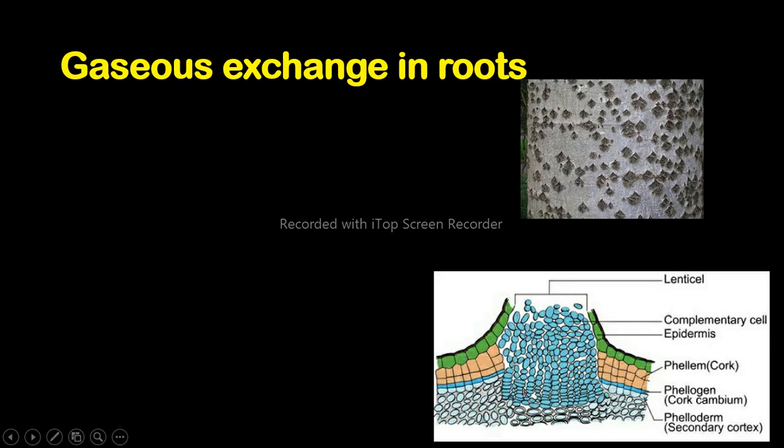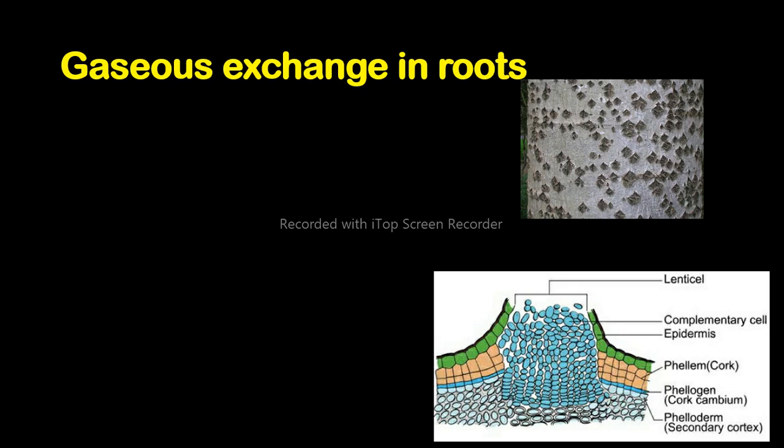So let's talk about gas exchange in roots. I'm sure all of us have seen such a structure. You've seen a plant with such structures, these small structures. These tiny structures are the ones that we call lenticels.